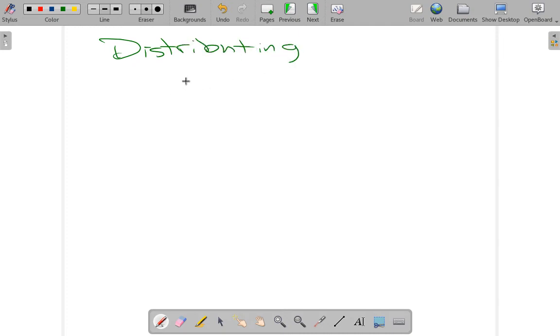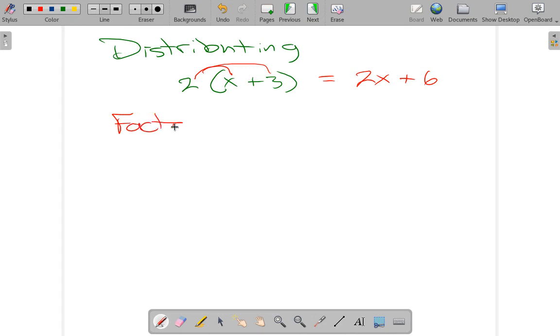So just note the distributive property is something like if you have 2 times x plus 3, you get to take that 2 and distribute it through. So you could also say instead this is the same as 2x plus 6. Factoring is reversing the distributive property. So factor is kind of undistribute.